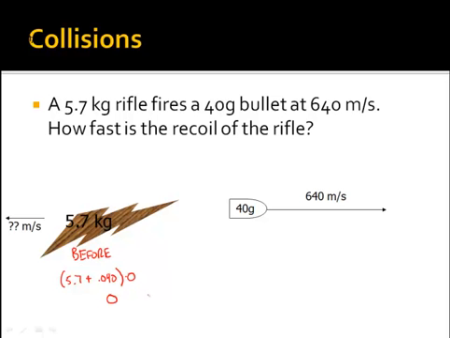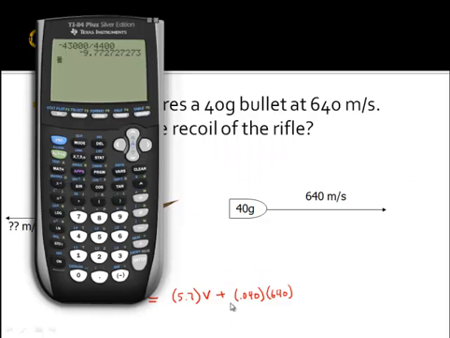Now, how can I add two things together and have the total momentum equal 0? Well, the only way to do that is if one of those numbers is negative. In this case, the gun is going to go backwards, and so it'll have a negative velocity and therefore negative momentum. Let's calculate it then. After the collision, the gun has a mass of 5.7 kilograms, and its velocity is unknown, traveling backwards. And the bullet has a mass of 0.040 kilograms and a speed of 640. That's a total momentum of 640 times 0.04, or 25.6.